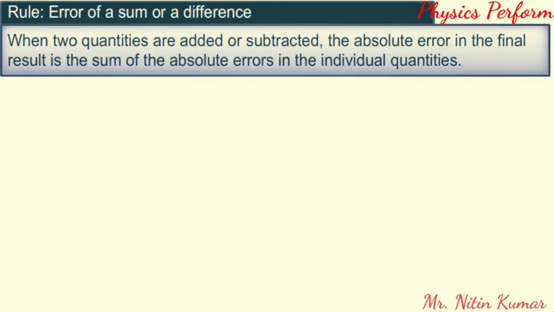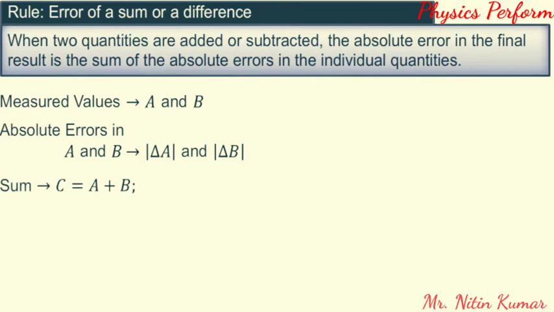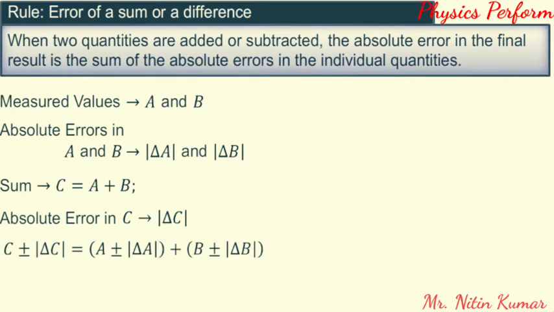If two physical quantities have their measured values A and B, and mod delta A and mod delta B are their absolute errors, find the error delta C in the sum C equals A plus B. We have by addition C plus or minus delta C is equal to A plus or minus delta A plus B plus or minus delta B. The maximum possible error in C, delta C, is equal to delta A plus delta B.